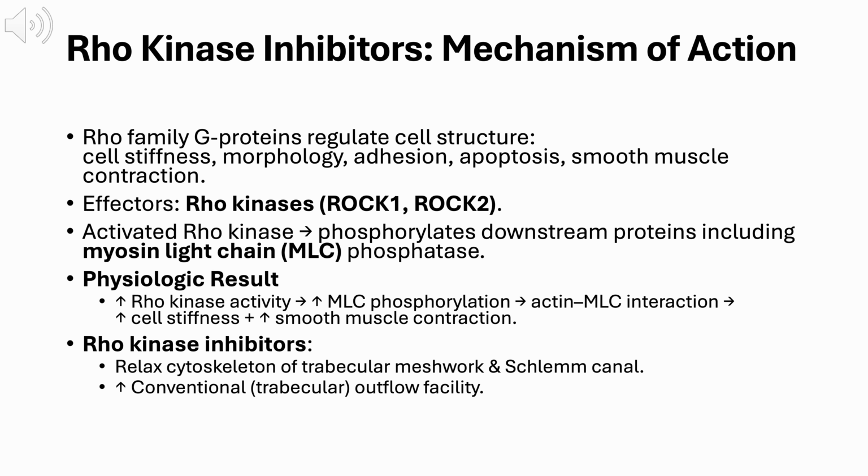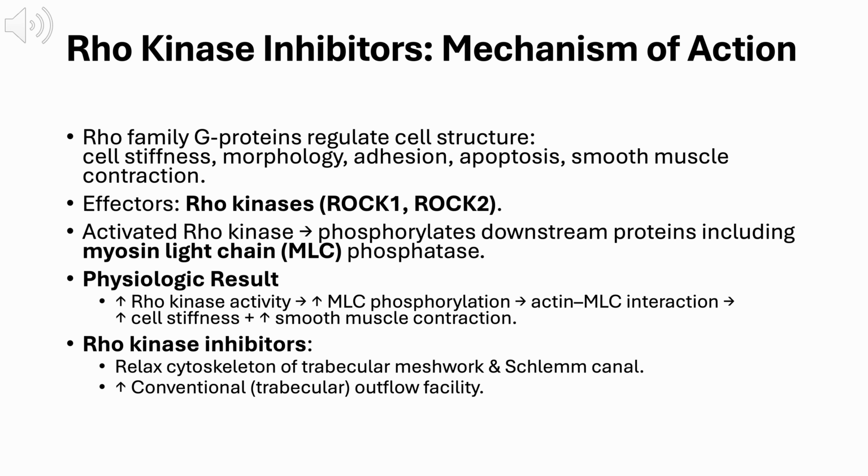Let's shift focus to the Rho kinase inhibitors, a newer class in glaucoma pharmacotherapy. The Rho family of G proteins plays a central role in regulating cell structure, controlling stiffness, shape, adhesion, and smooth muscle tone. Their main effectors are the Rho kinases, specifically ROCK1 and ROCK2. When activated, these kinases phosphorylate downstream proteins, including myosin light chain phosphatase, which leads to increased myosin light chain phosphorylation.